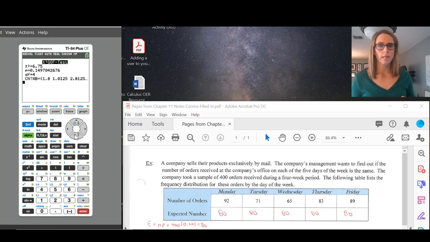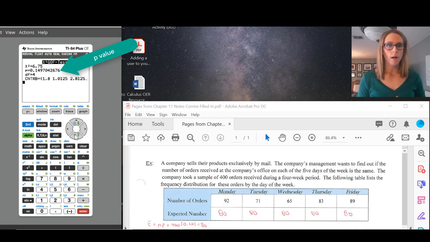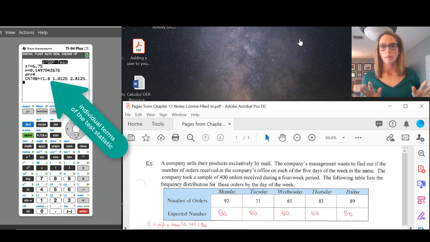So notice the values that it gives us. It gives us a test statistic. That's the chi-squared value that it gives us. It gives us a p-value. It tells us the degrees of freedom, which we already gave it. So the last line there, the CNTRB, is the list of all the contributions for each of the days of the week, their piece of the test statistic.